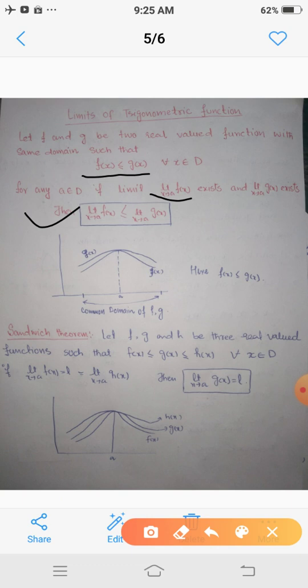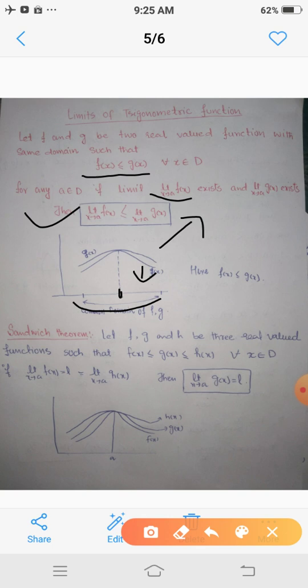Like if we consider here, this is the common domain of f as well as g. Clearly this g is always greater than or equal to this f, which implies that at this point a, if the limit exists at x equals a, then this limit of f is always less than or equal to the limit of g of x.